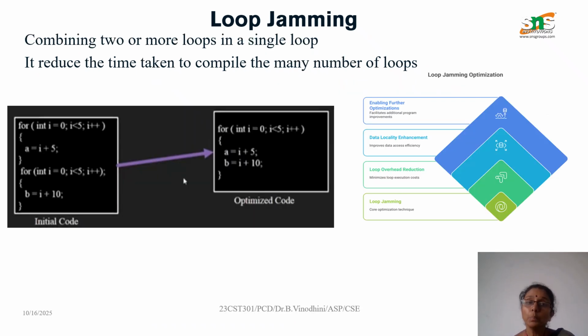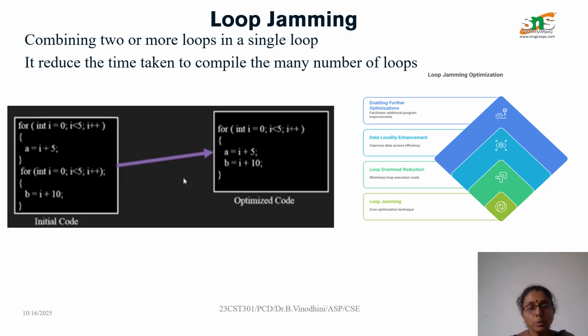Next is loop jamming. So what does loop jamming mean? We are combining two or more loops into a single loop. So it reduces the time taken to compile many loops. Instead of having many loops for the same set of testing conditions, we are combining those many loops into a single loop. That is loop jamming.